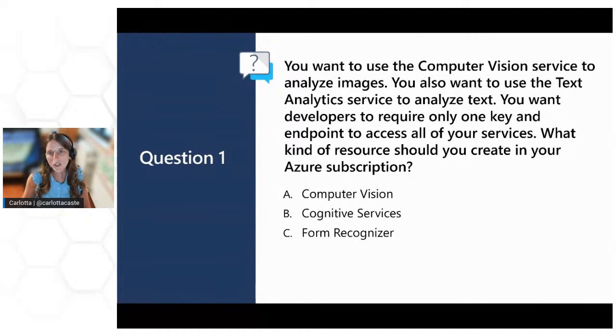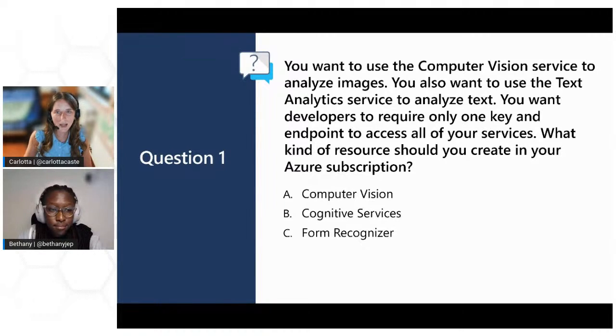So the question is, you want to use the computer vision service to analyze images, and you also want to use the text analytics service to analyze text. You want developers to require only one key and endpoint to access all of your services. So what kind of resource should you create in your Azure subscription? We have A, computer vision, B, cognitive services, and C, form recognizer. So please go ahead and answer the question in the chat. I'm very curious about what your thoughts are on this question.